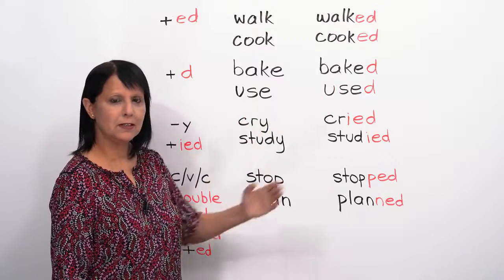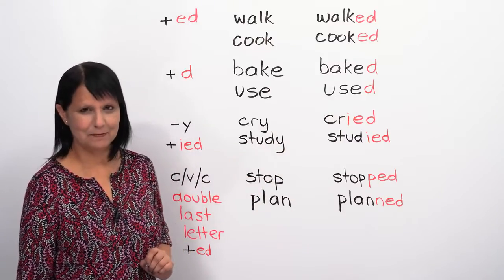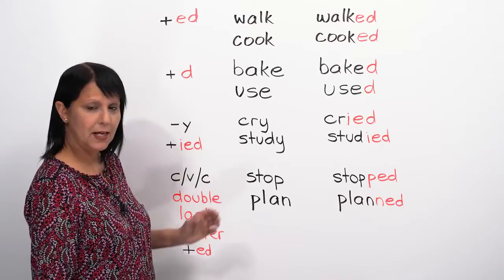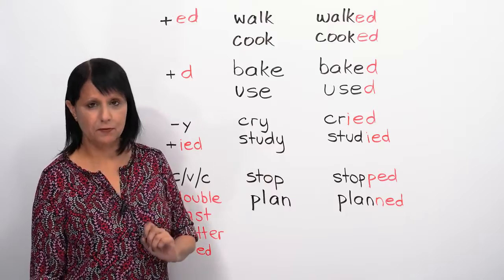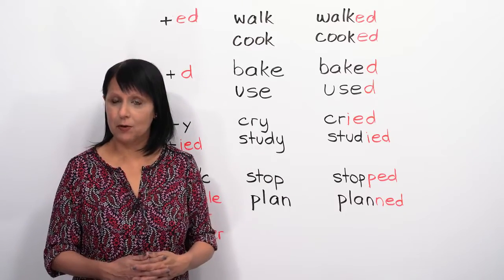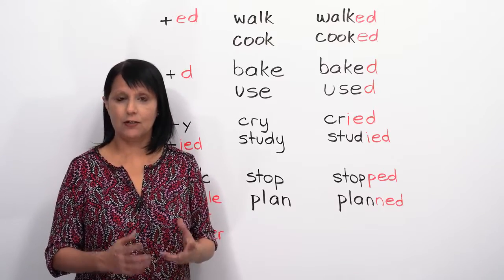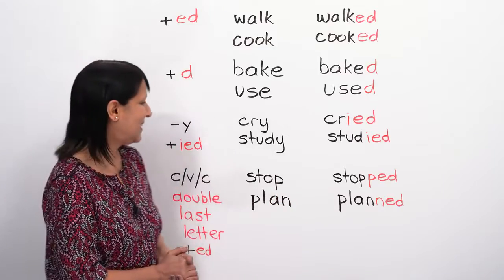Use, used, right? We just added the D there. Next, if you have a verb that ends with a Y and has a consonant before it, okay? Consonant means anything that's not a vowel. A vowel is A, E, I, O, U, and a consonant is anything else but that vowel, okay?